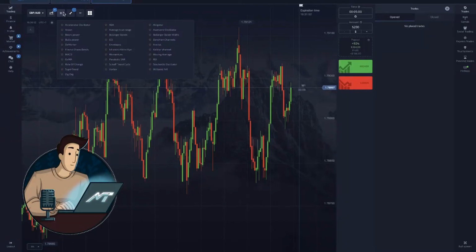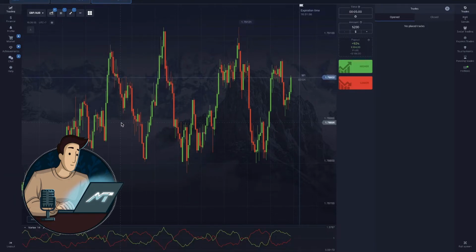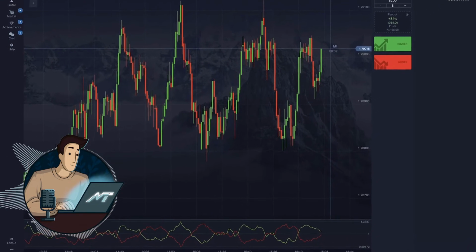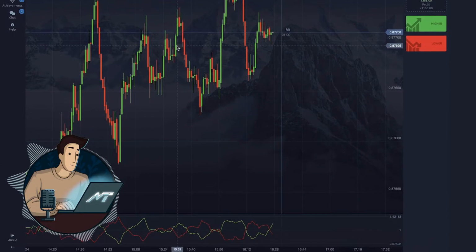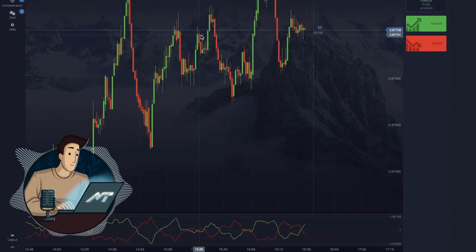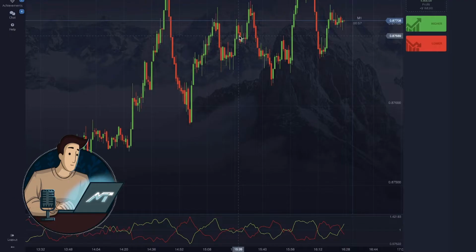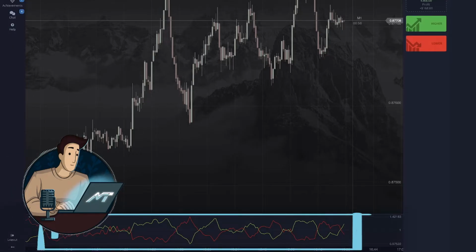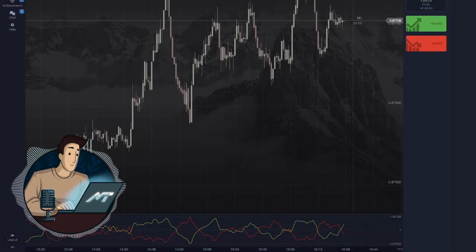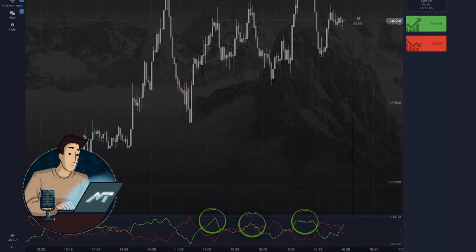To begin with, let's find Vortex in the indicators list, open it, and see what it is. The Vortex indicator plots two oscillating lines that cross each other from time to time. The green and red lines constantly compete with each other, one or the other being on top, depending on who's dominating the market at that particular point in time. If the bulls are on top, so is the green line, and if the bears take the lead, the red line will be on top.